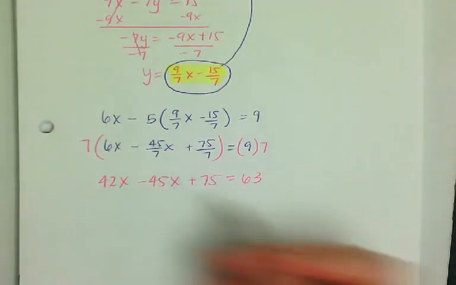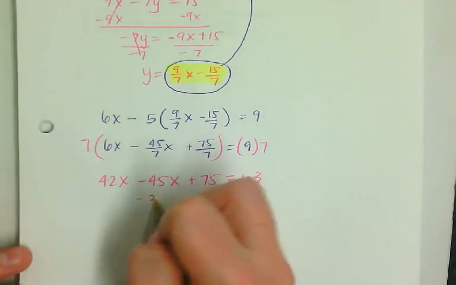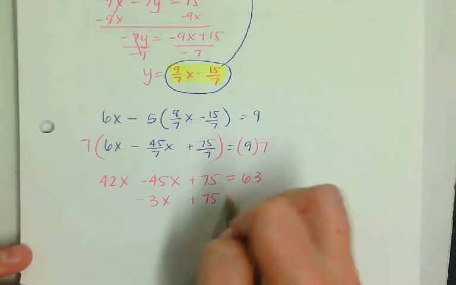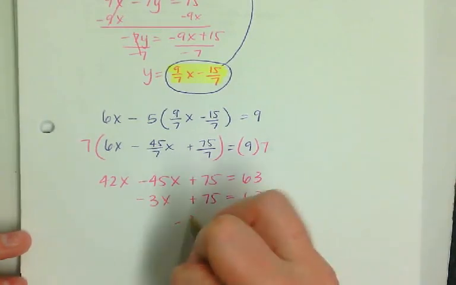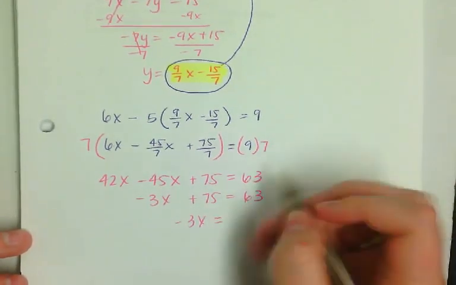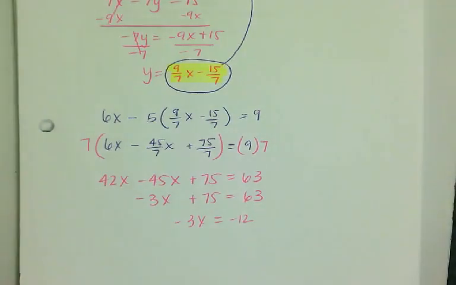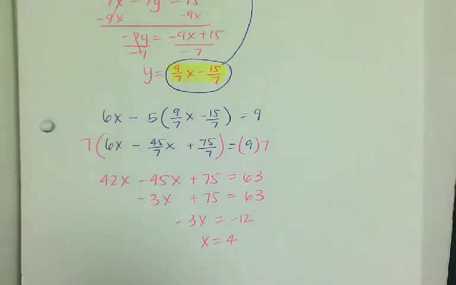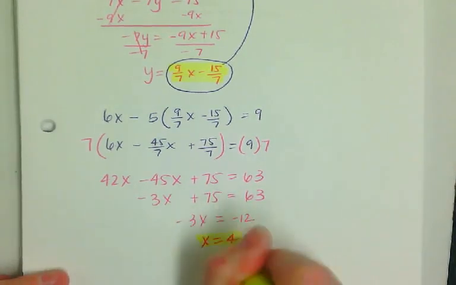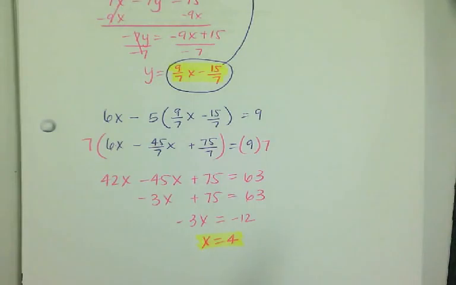We can do 42x minus 45x to get negative 3x. We can then subtract 75 on both sides. So we have negative 3x, and 63 minus 75 is negative 12. I would divide so that x is equal to 4. What you cannot do is stop right here. This is not the answer. This is half of my answer.